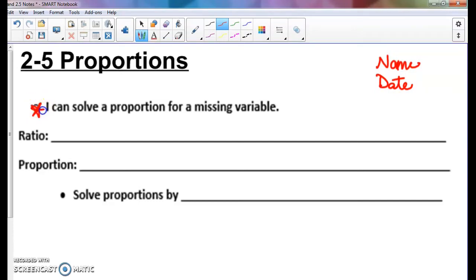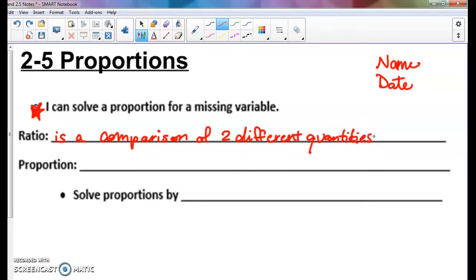So when we talk about proportions, we always have to refresh our memory of what a ratio is. A ratio is a comparison of two different quantities.